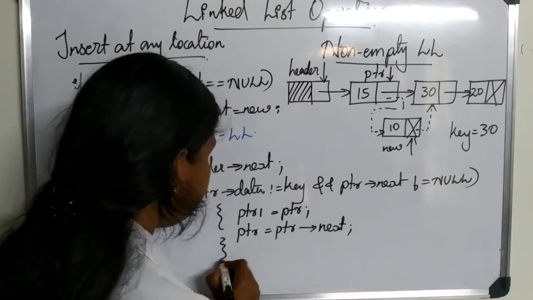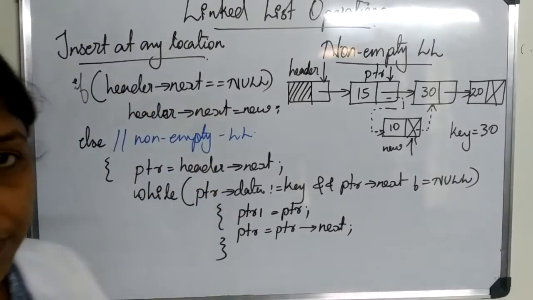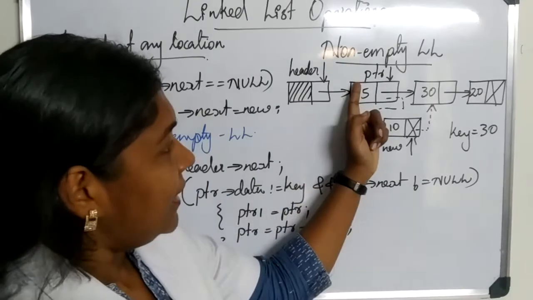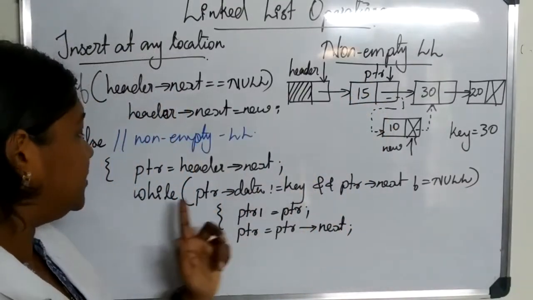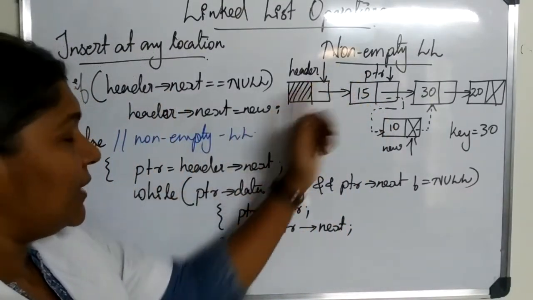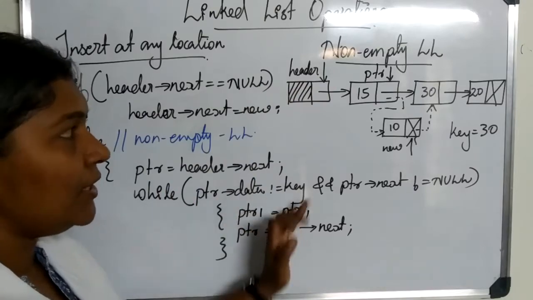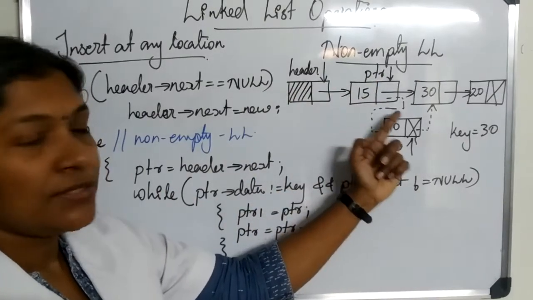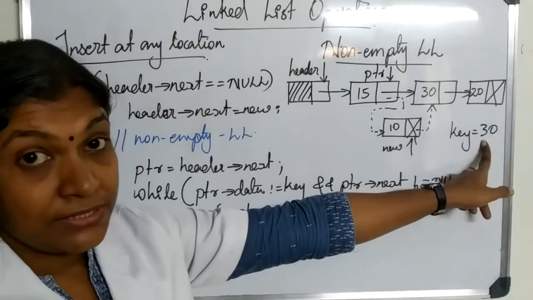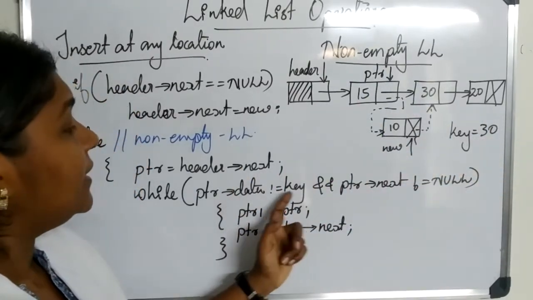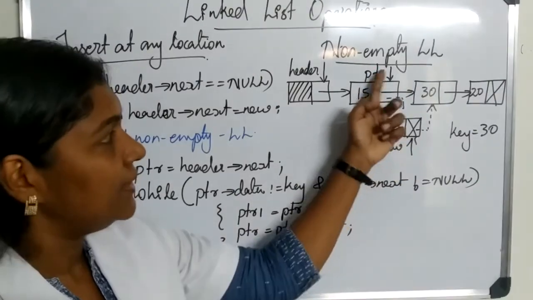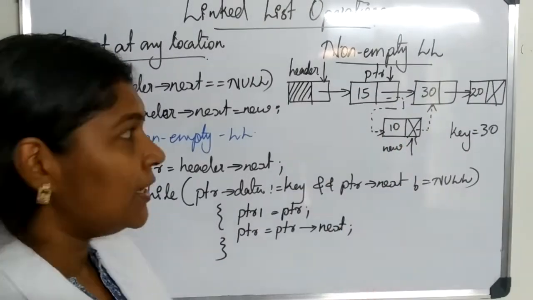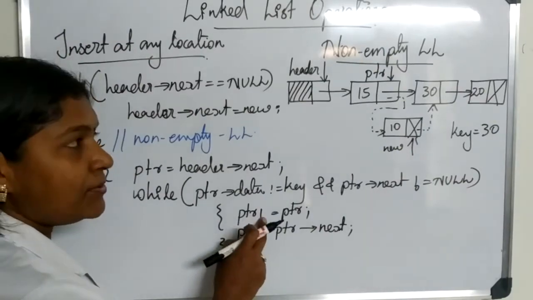Okay, so you just imagine what will happen when we execute this one. So right now I have made a pointer ptr to point to this node. Okay, so we check the condition. After making ptr to header dot next, we are checking whether ptr dot data is not equal to key. Here ptr dot data is not equal to key because our key value is 30. So this condition returns true. Then ptr dot next not equal to null. Here ptr dot next is not equal to null. So we can proceed.